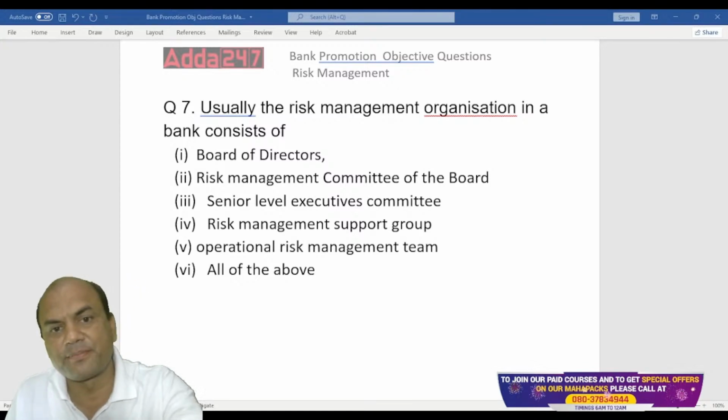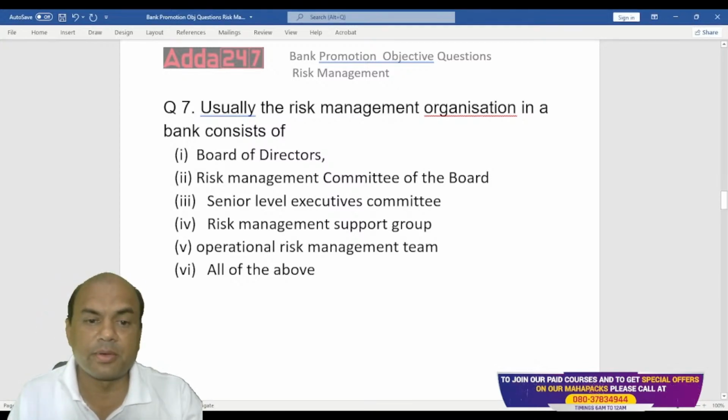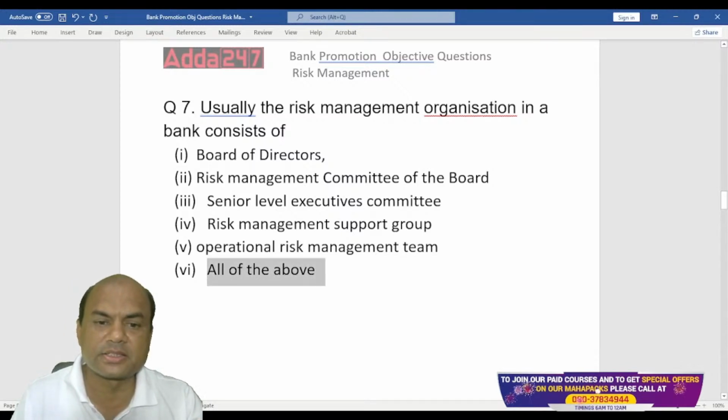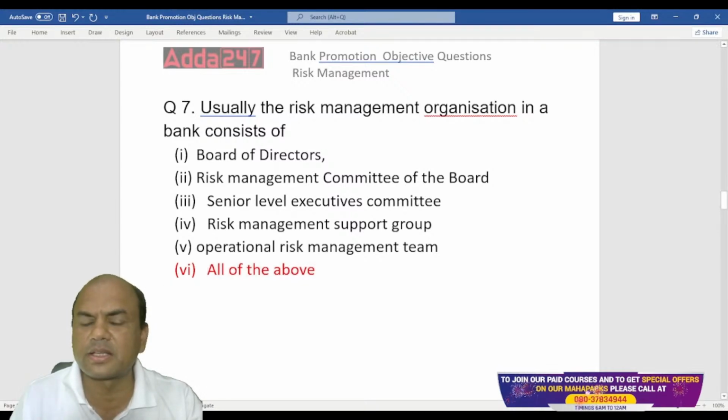The answer is all of the above. Correct. I am seeing in the comment section. Simple. Very good. All of the above is the answer, because here the risk management process in any bank will include all these: board of directors. Here the logic is like this, or the sequence is like this.